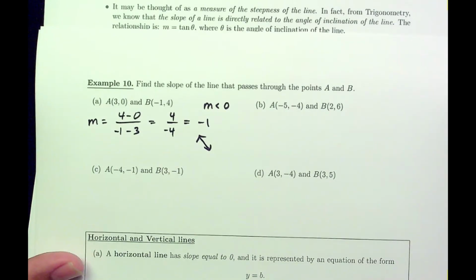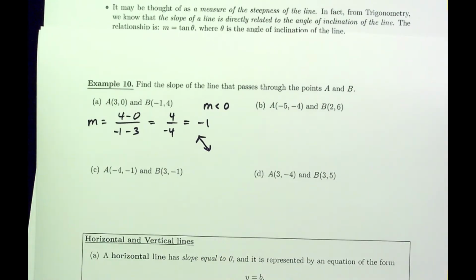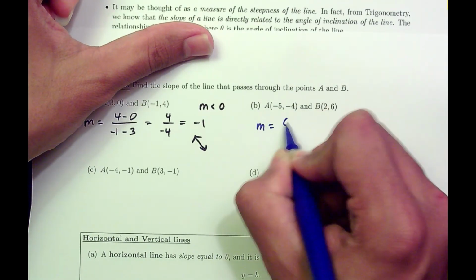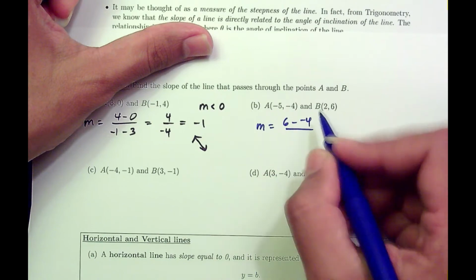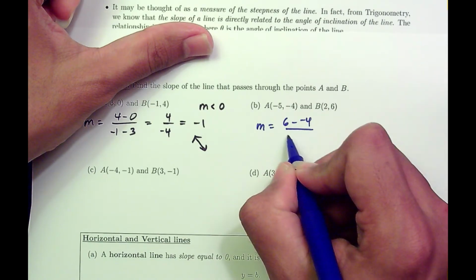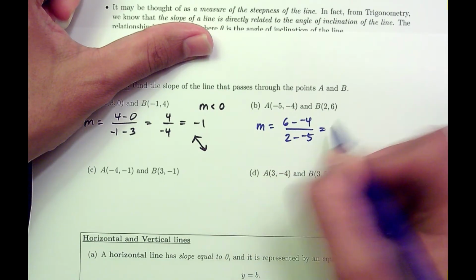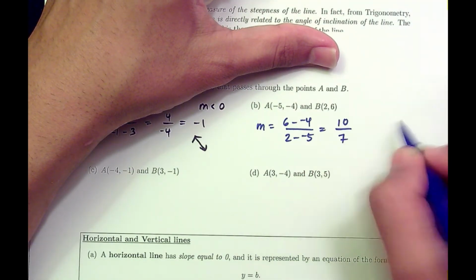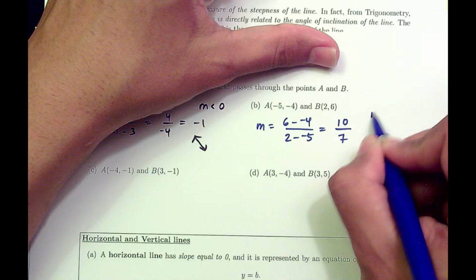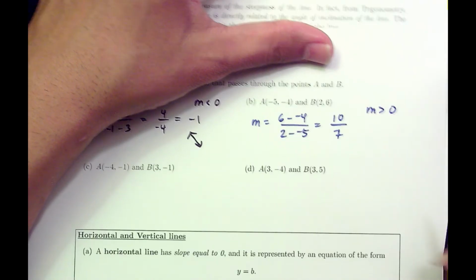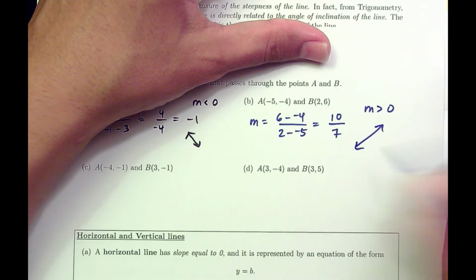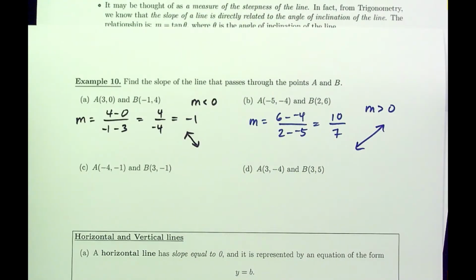Now let us do the slope of the next one. Subtract the y's, so 6 minus negative 4, over, subtract the x's in the same order, 2 minus negative 5. This is 10 over 7. So in this case, the slope is positive. That corresponds to a line that rises.